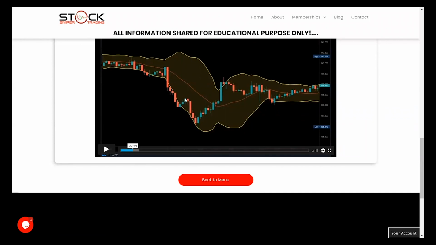There's a little bit of a pullback right there. We're not even close to the signal line. See how now the bands are expanding. We have lots of nice volatility in the markets, a lot of selling pressure.